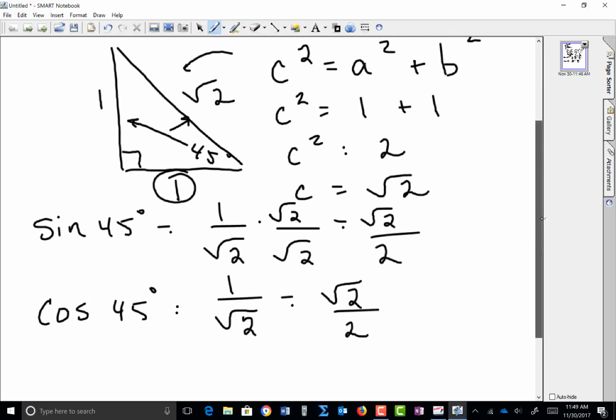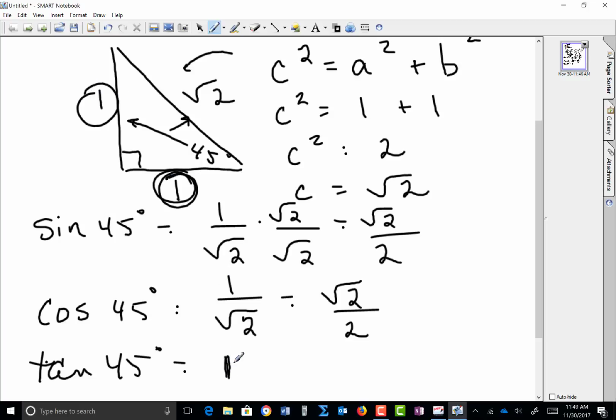If I did tangent, tangent is side opposite over adjacent. So opposite over adjacent would be 1 over 1, which means it's 1. So those are your three basic trig functions for 45 degrees. And that's why when you punch sine of 45 in on a triangle, you're going to get a decimal that's equivalent to this. If you punch in tangent of 45, you're always going to get 1. So that's where that comes from.